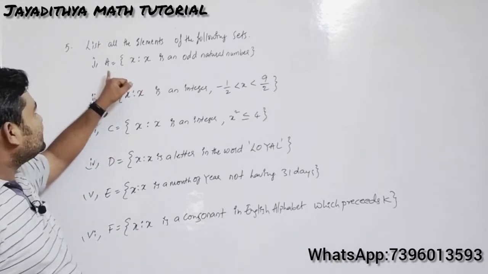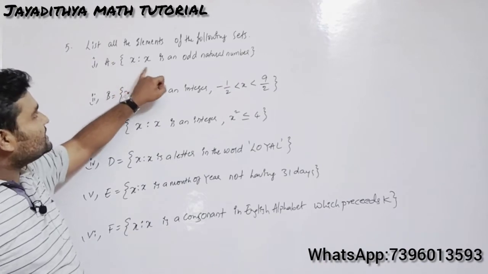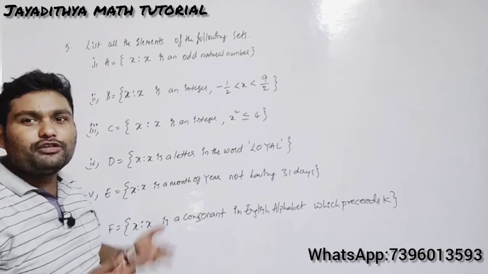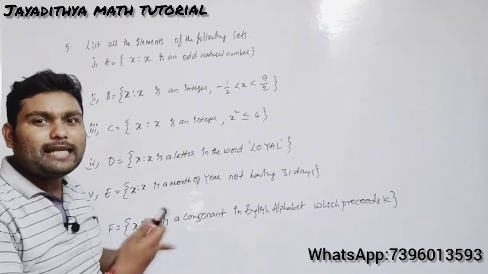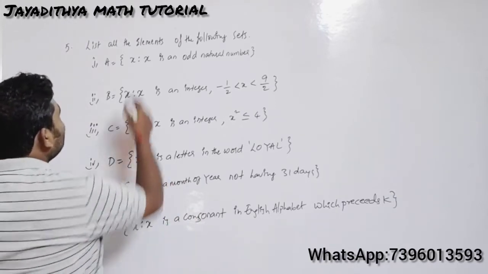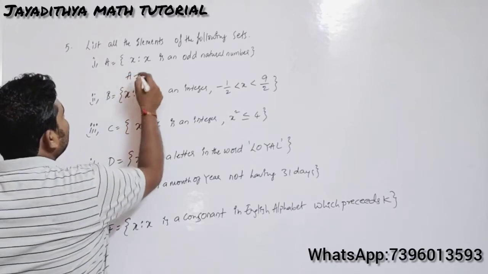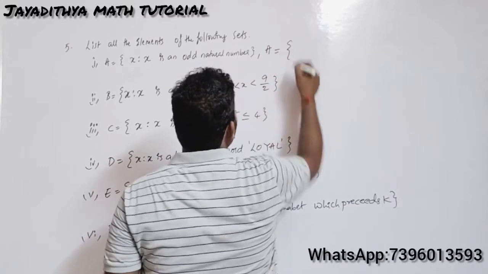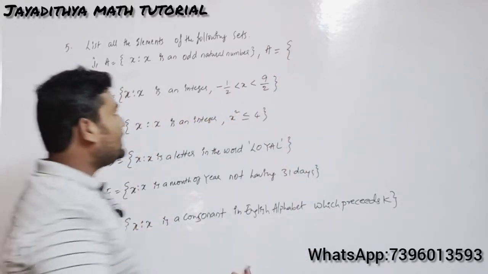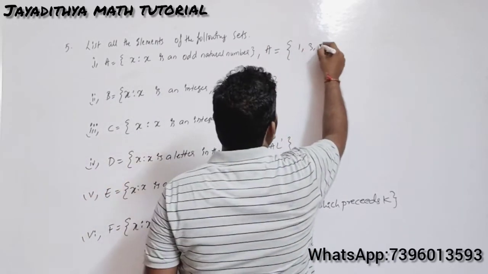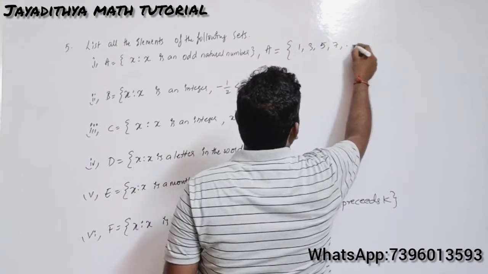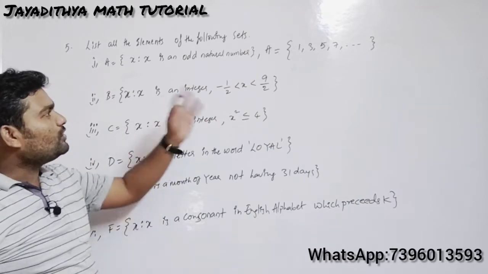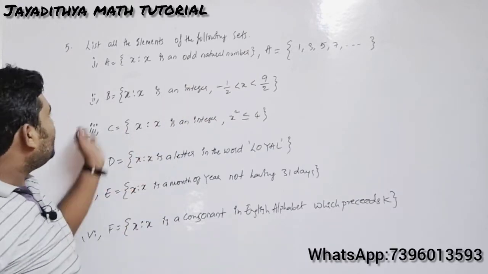Set A is the set of all x such that x is an odd natural number. This is very simple. You should list out all the natural numbers which are odd. So A becomes the set of all odd numbers: 1, 3, 5, 7, and so on. You cannot write all the natural numbers, so it continues. Write 1, 3, 5, 7, and so on. What is the next one?